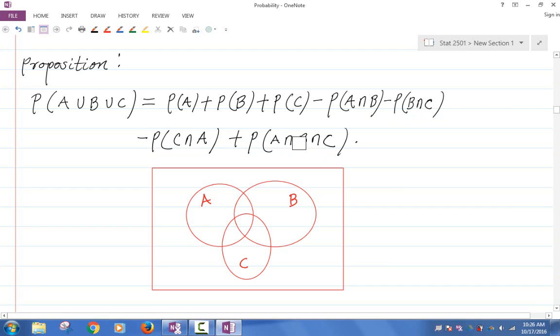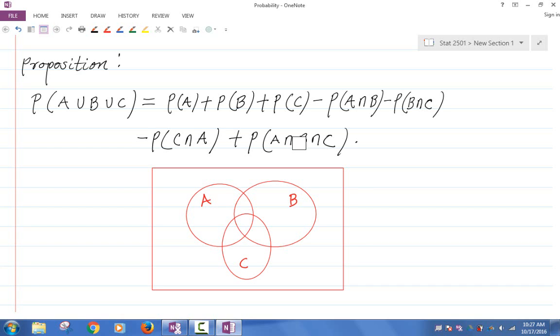First, you add up the probabilities of one-way intersections, which are P of A, P of B, and P of C, and then you subtract the probabilities of two-way intersections, and then you add the probabilities of three-way intersections, and so on. Okay? So in this case, because I have only three sets, I stop at the last term, which is the probability of the three-way intersection.